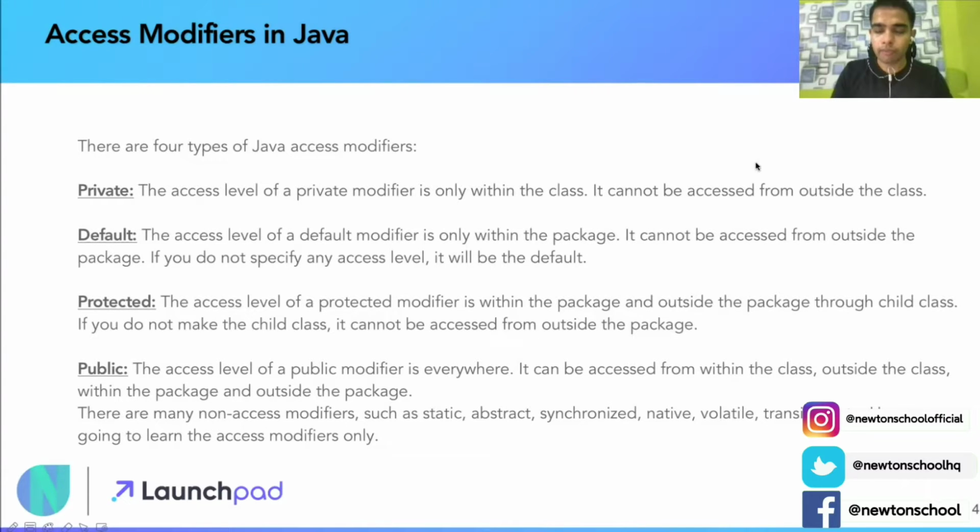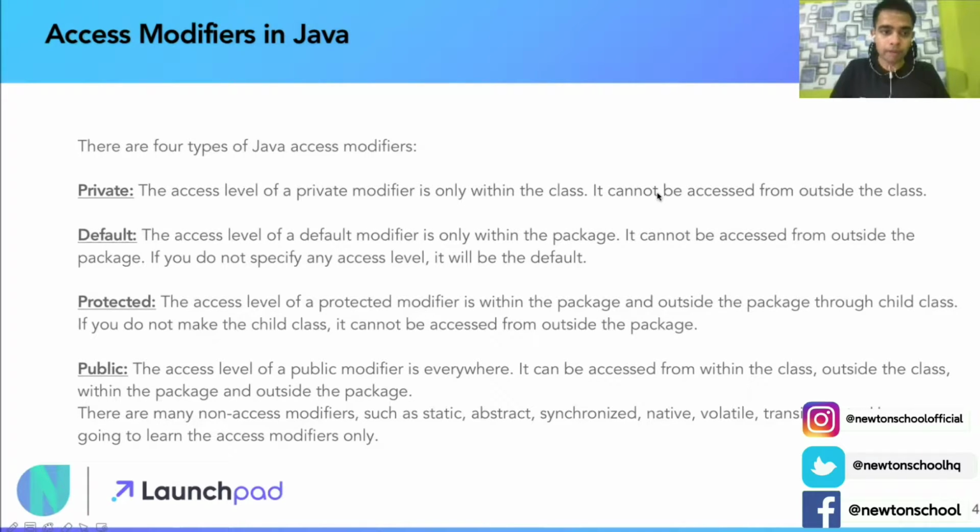So basically, there are 4 types of Java access modifiers. What are those 4 types? Let's see. The first one is private, then default, protected, and public. Let's start one by one and try to understand what these access modifiers actually mean. And we will see by the code what the use case of each of them is.